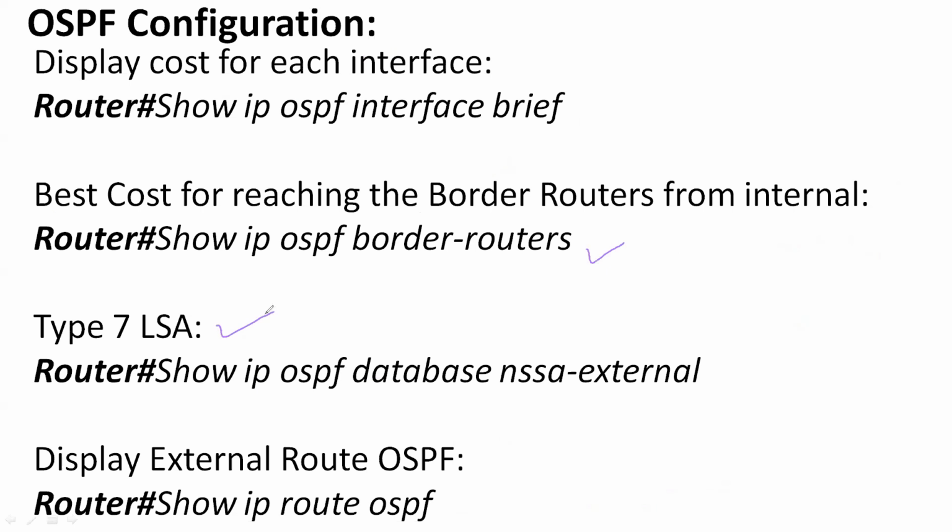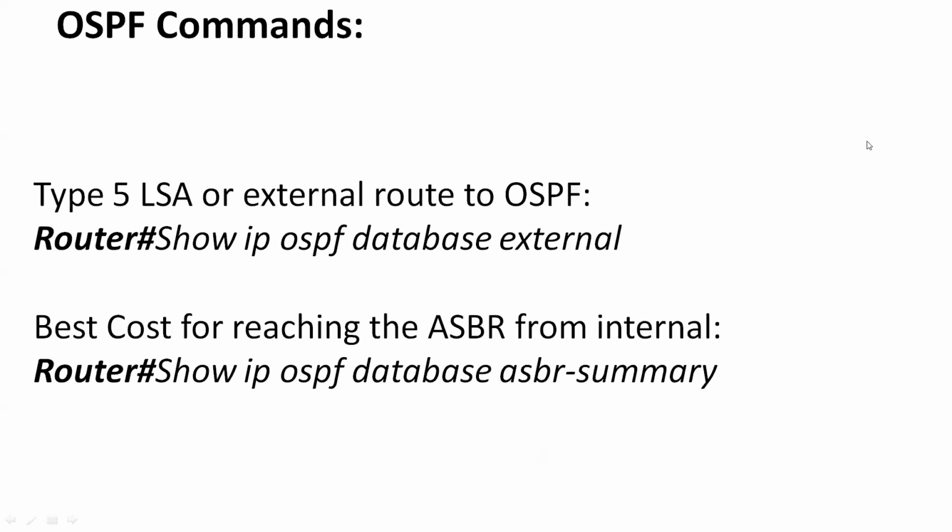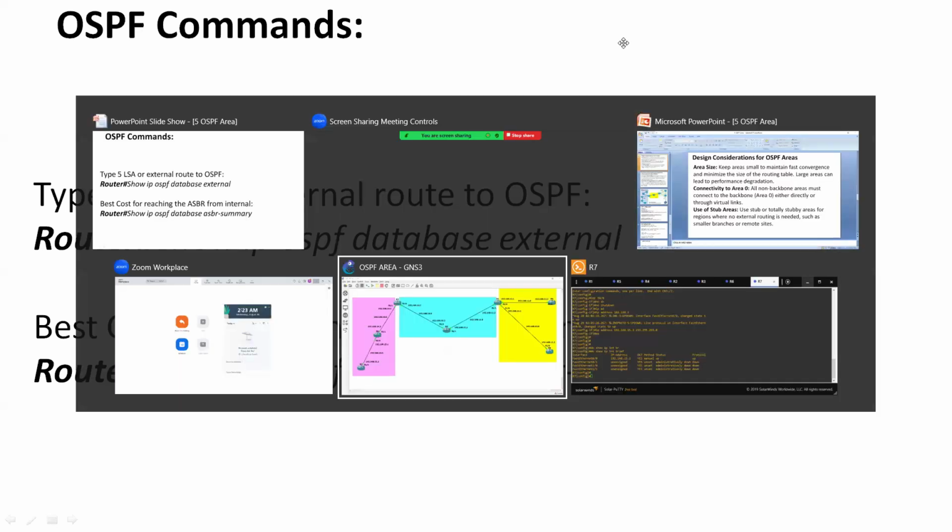If you want to check the type 7 LSA, the NSSA external, the command will be show ip ospf database nssa-external. This command will be used to check the type 7 LSA. Okay. If I talk about the external route information in OSPF, use the command show ip route ospf. So these are the show commands in OSPF. If you want to check the external database, use the command show ip ospf database external. And if you want to check which one is the ASBR, there's the command show ip ospf database asbr-summary. Let's go to our GNS3, where we will do the practical on this.